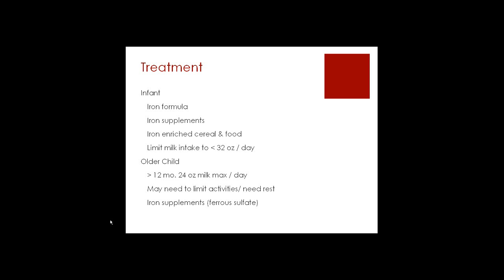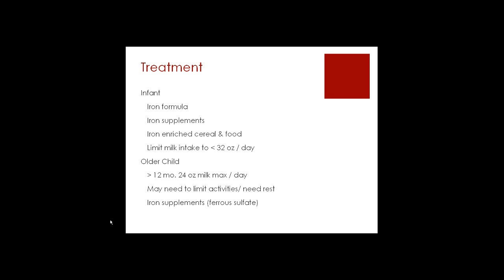We may have to give iron supplements and limit the intake for an infant, definitely below 32 ounces a day. For an older child, so over 12 months of age, 24 ounces of milk max a day. You may need to limit activities and provide rest for them if they're severely anemic, and definitely iron supplements.